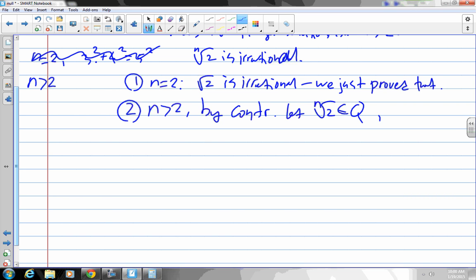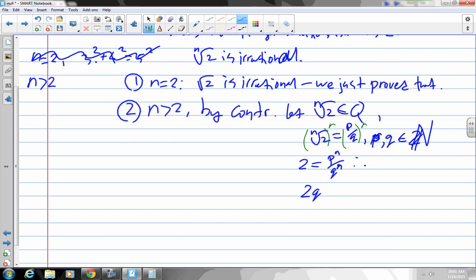Okay, so therefore, the nth root of 2 equals p over q, as we just did, where p and q are natural numbers. That's the definition of rational, right? Just like we did before. So therefore, if I raise both sides to the power n, I get 2 equals p to the power n over q to the power n, right? So if I multiply both sides, I get 2 q to the power n equals p to the power n, right?